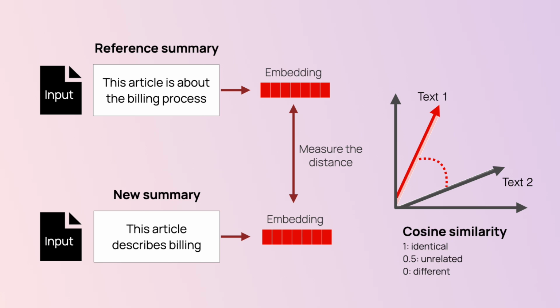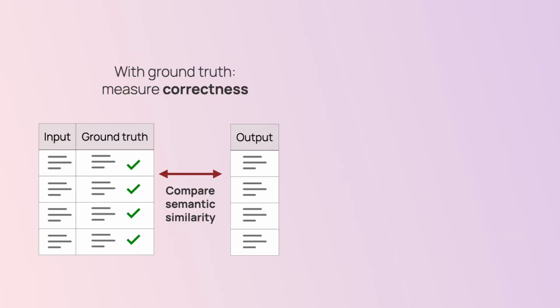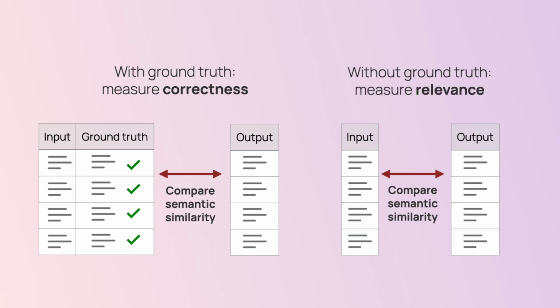It works with or without ground truth. With ground truth, it's a great option to compare responses to reference answers without expecting a word-by-word match. Without ground truth, you can use it, for example, as a proxy in evaluating relevance when you compare the answer and the question. They should be at least about the same topic semantically.